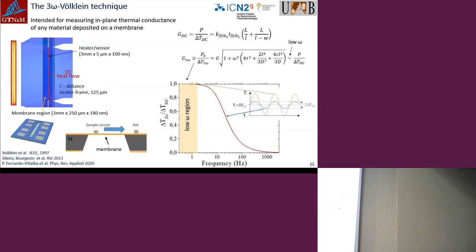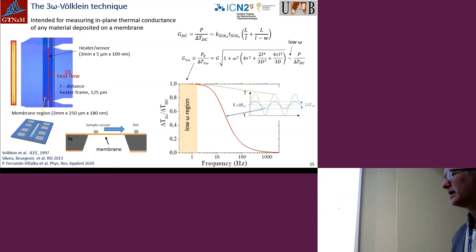So in this frequency regime, we can simplify the process. We can skip the frequency dependence of the G at omega, and the G at omega will be close to the one that we have in DC. So basically the delta T at omega would be equal to the delta T DC, and we can simply equate and determine the thermal conductance using this procedure with a very high sensitivity.